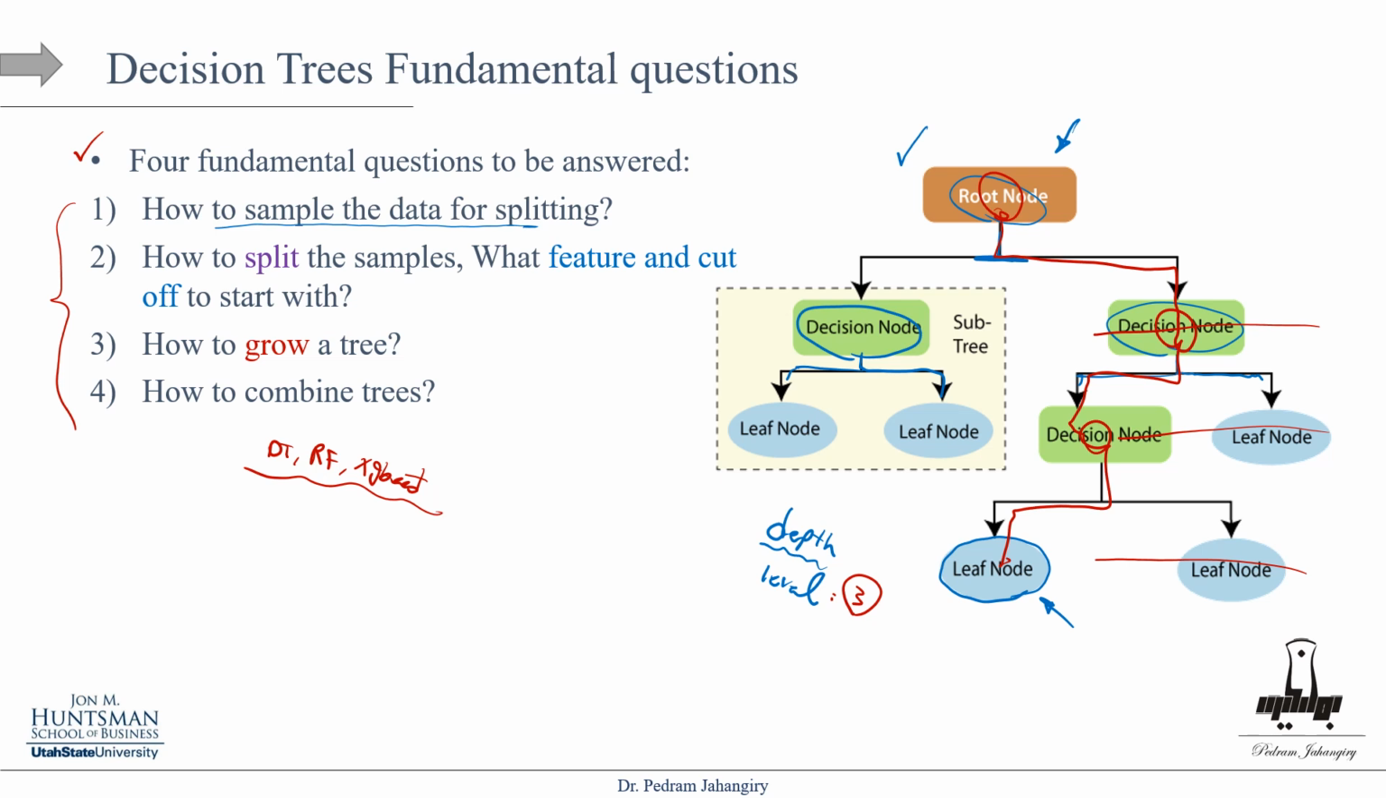And number three, how we can grow a tree. Basically how we go down the tree, how we can make it bushier, how we grow it. And finally, if we have some sort of ensemble or boosting methods, how we're going to combine those trees. So these 4 questions are going to help us to understand the difference between decision tree, random forest, XGBoost, CatBoost, and LightGBM.